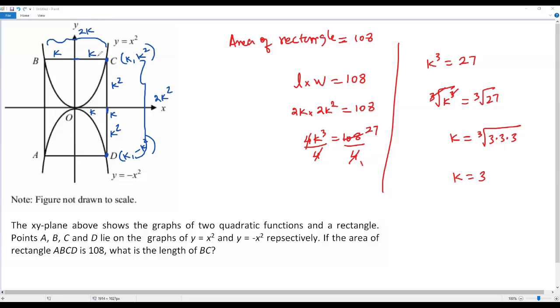But our aim is to find the length of the line segment BC. Already I got the length of BC in terms of k, that is BC equals 2k. So now to get the length of BC, we plug in this 3 for k. Then I'm getting 2 times 3, which is 6. Now I got the length of the line segment BC. It is equal to 6.